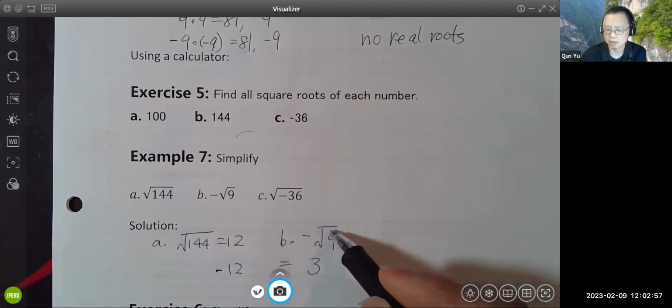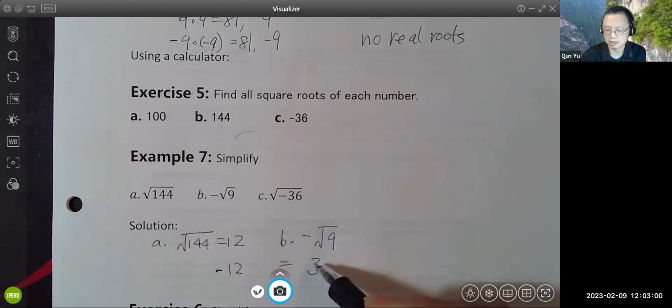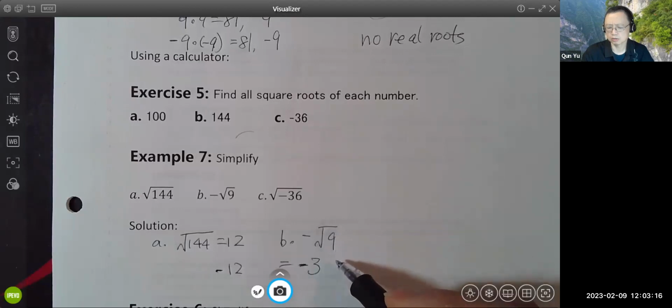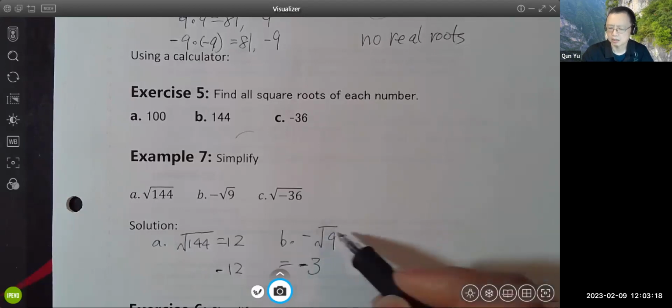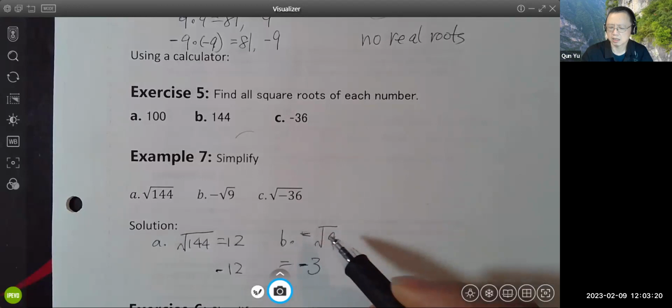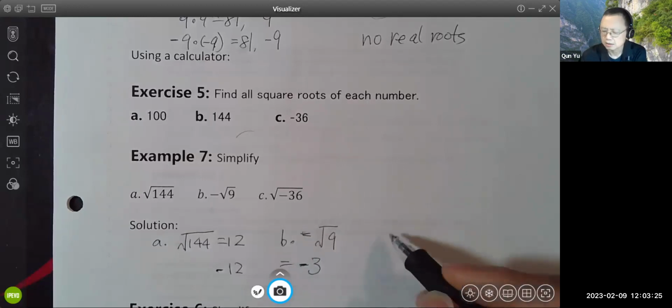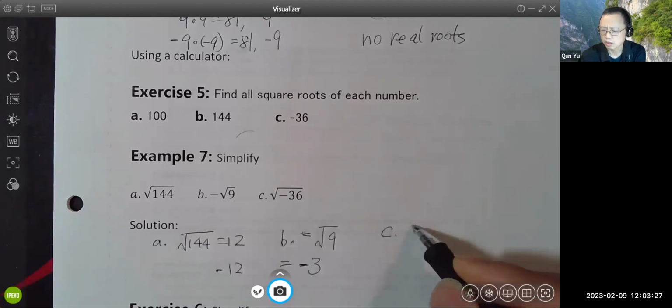So when you use the calculator to do the square root of 9, you get a positive 3. But we have a negative sign in front of it. You just carry it over because this negative sign really is negative 1 times the square root of 9. You may say, hey, the square root of 9 has two roots, positive 3 and negative 3, right? And this negative sign indicates we just want that negative root.